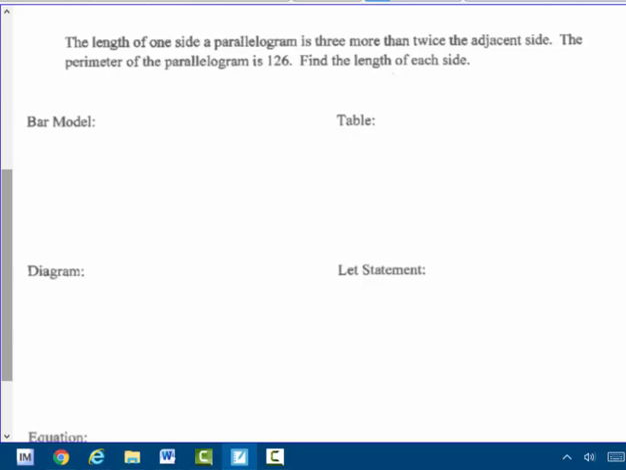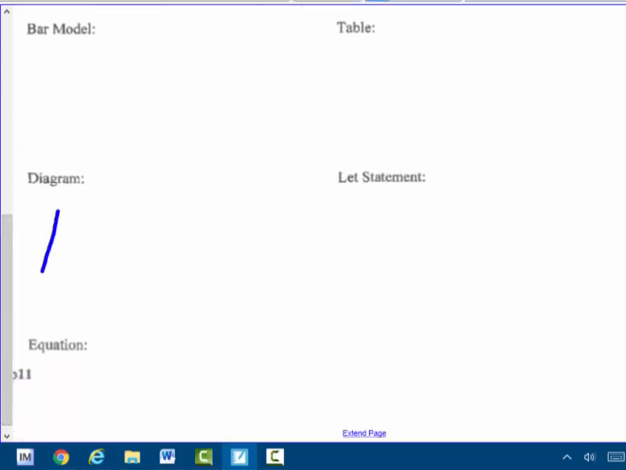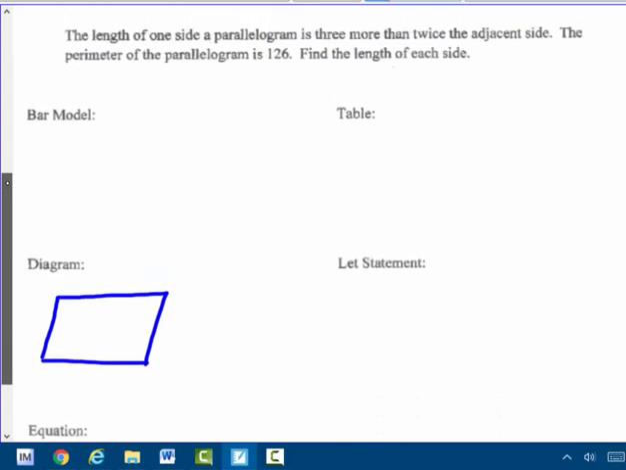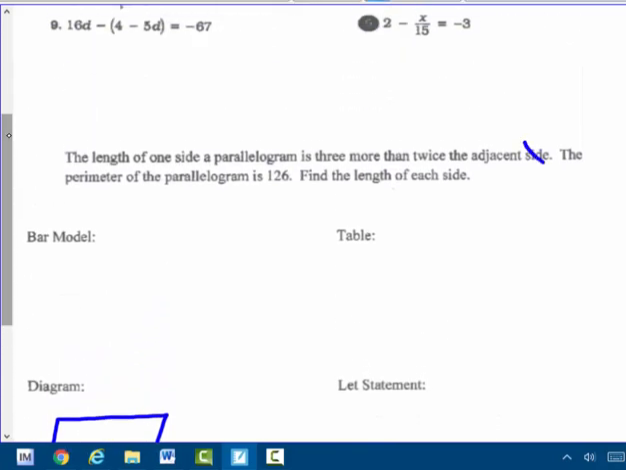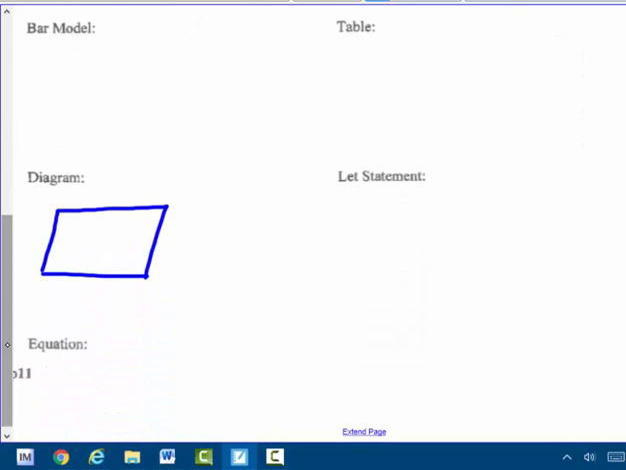So it is a parallelogram. So I'm going to draw a parallelogram like it says here, diagram. And it says that the length of one side of a parallelogram is 3 more than twice the width. So I know that that's my x, the adjacent side, twice the adjacent side. The length is, so it's telling me something about the length. That's not my unknown. The width is my unknown, or the adjacent side. I'm going to call it width. The length is 3 more than twice the adjacent side. So 3 more than 2x. That's the length.